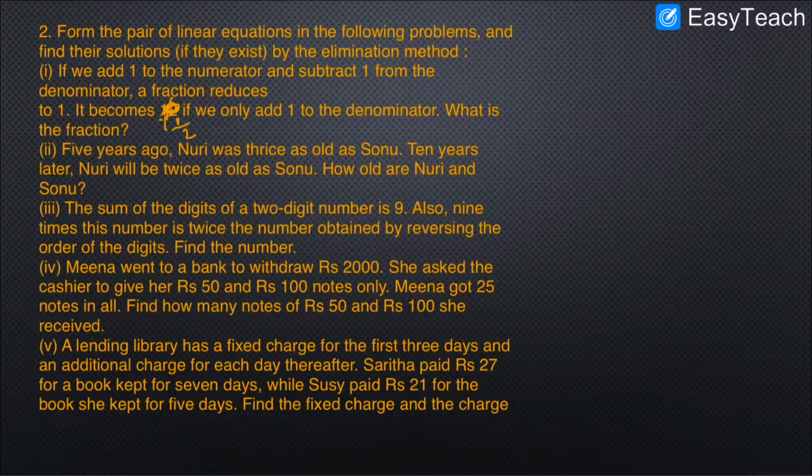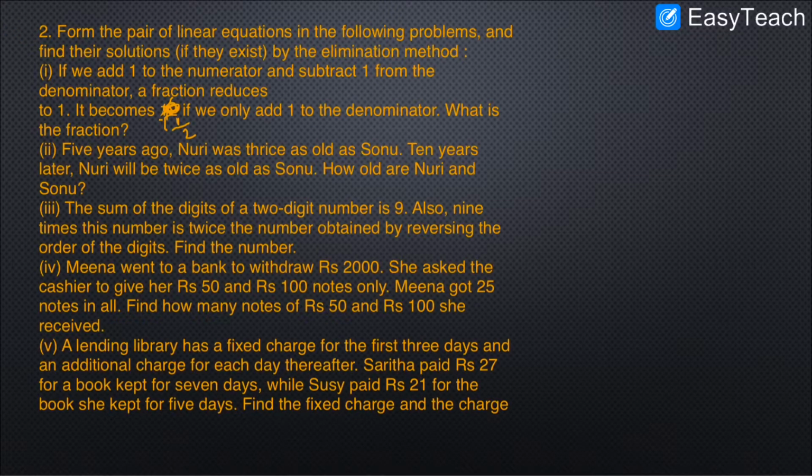Form the pair of linear equations in the following problems and find their solutions, if they exist, by the elimination method. So the first problem is, if we add 1 to the numerator and subtract 1 from the denominator, a fraction reduces to 1. It becomes 1 by 2 if we only add 1 to the denominator. What is the fraction?